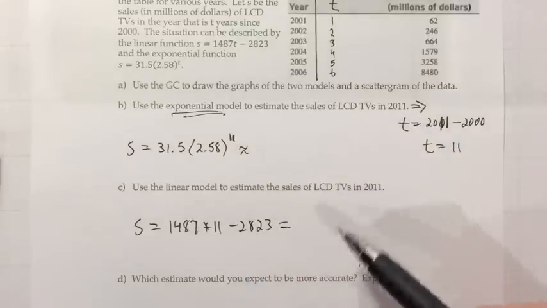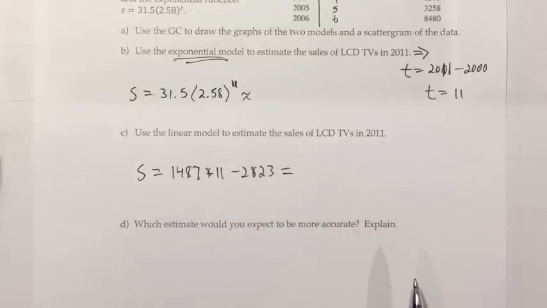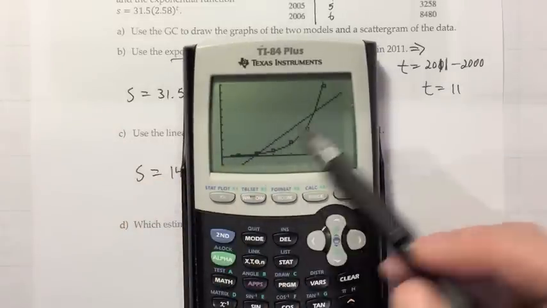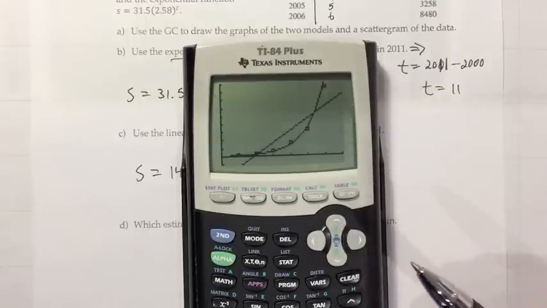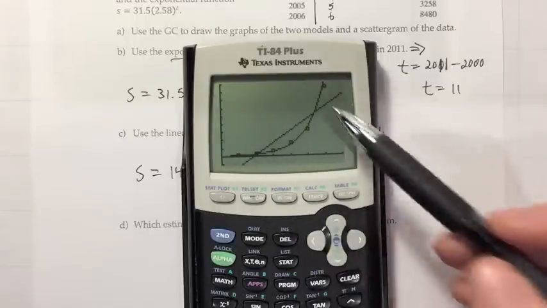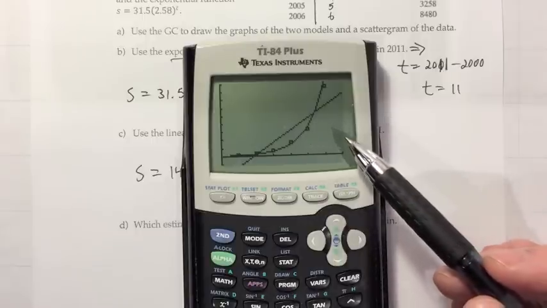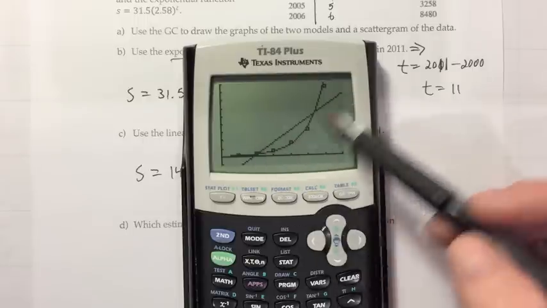But in terms of this last question, let's actually answer that first, and then we'll go back and fill those in. Which estimate would you expect to be more accurate? Well, let's look at the graph. Which of the two graphs fit the data better? Was it the line or was it the exponential function? It was by far the exponential function. So if you were asked to use one of those two equations to make predictions, it seems like the one that would be more likely to work would be the one that fits the data better.